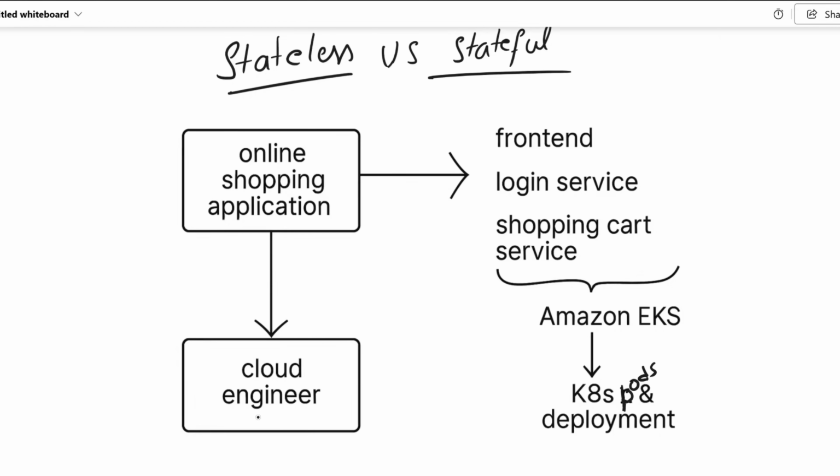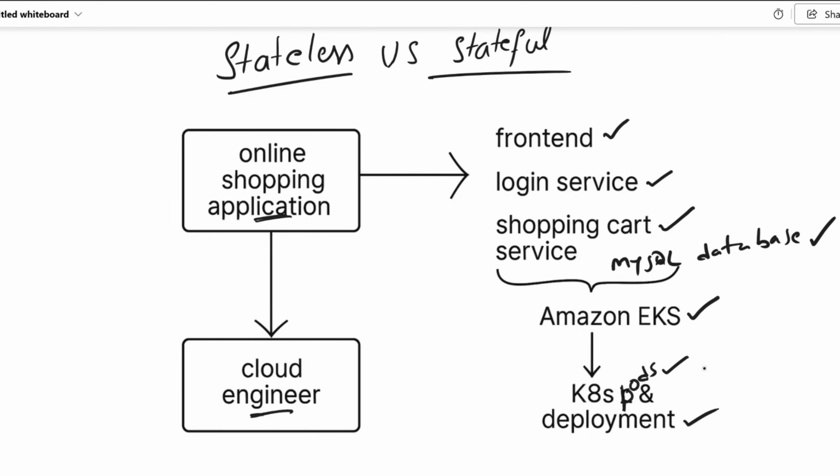Let's get started. Imagine you are working as a cloud engineer and your company has an online shopping application that contains a front-end, login service, shopping cart service, and a MySQL database. And you deploy all of these on Amazon EKS using pods and deployments.